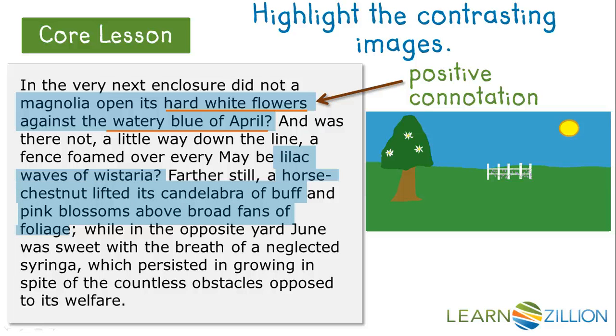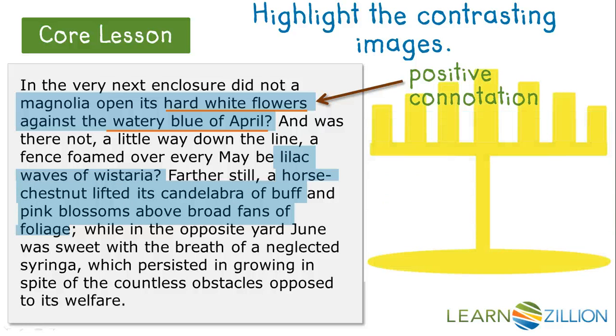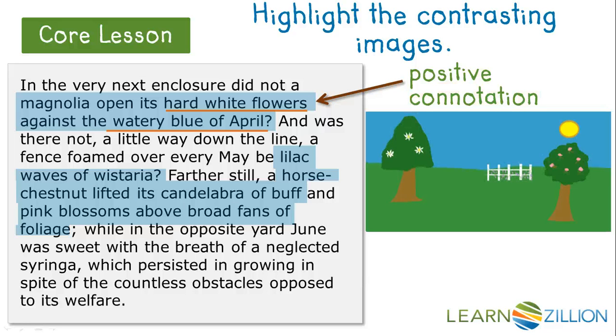Okay, so this image of the candelabra of branches holding up the pink blossoms on the tree is very pleasing to the eye. And the syringa, which persisted in growing in spite of the countless obstacles opposed to its welfare, well, here we have a plant that is able to grow even through obstacles that try to get in its way. This has a very positive connotation.